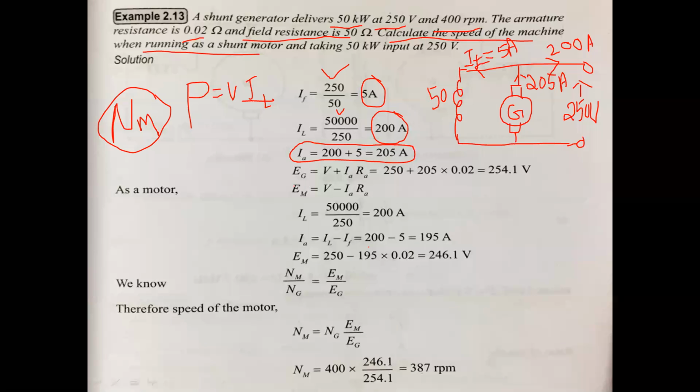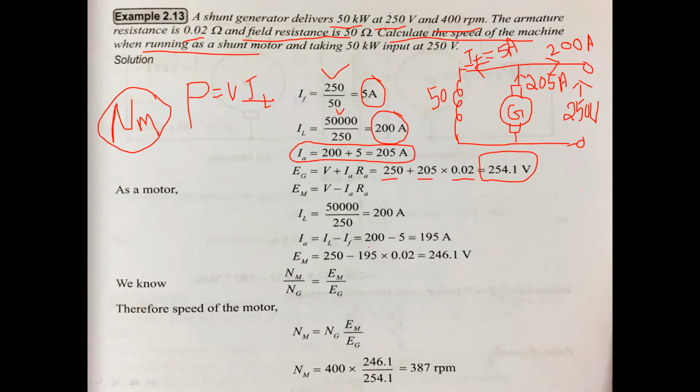Therefore generated EMF is equal to voltage plus I_a R_a. Brush drop is not given, so brush drop is neglected. So generated EMF is equal to terminal voltage plus drop. Terminal voltage 250, I_a value 205, resistance value given 0.02. So this is the total generated EMF, 254.1.